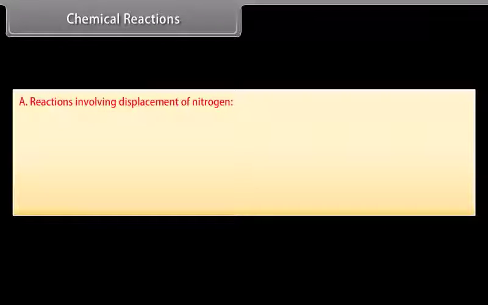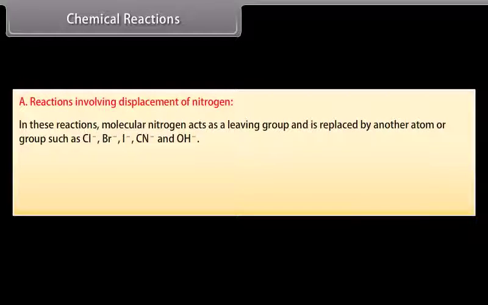Chemical reactions. Reactions involving displacement of nitrogen. In these reactions, molecular nitrogen acts as a leaving group and is replaced by another atom or group such as chloride ion, bromide ion, iodide ion, cyanide ion, and hydroxide ion. Replacement by halide or cyanide ion.